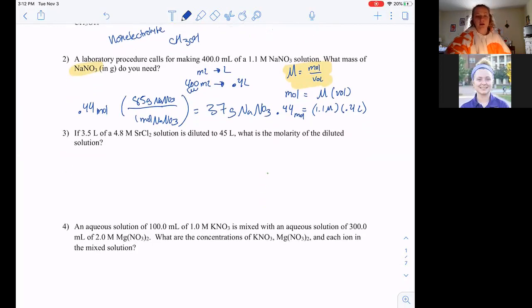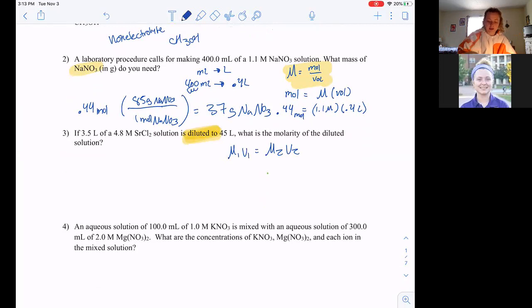So then if you're diluting something, the key word here is diluting. Any sort of dilution involves M1V1 is equal to M2V2. That's like a little hint to yourself, like, hey, this is what I should be doing.